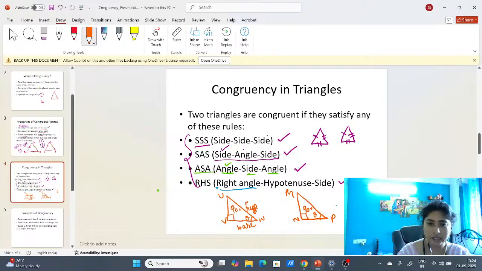Okay, so what about the hypotenuse? Suppose this is 3, this is 4, this is 5. And if we have this is 3, this is 4, this is 5, that means the length of the hypotenuse, this is my hypotenuse in this triangle, right? So the lengths of my hypotenuse are the same. UW is equal to MP, right? So hypotenuses are the same, and they both have a right angle.